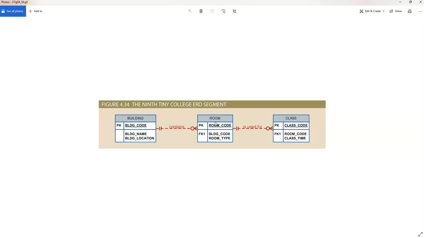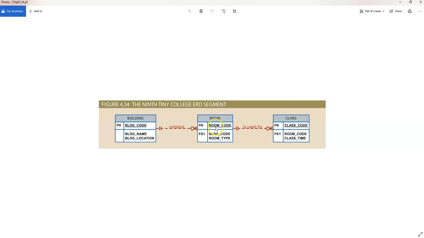A class uses precisely 1 room, and it has to use 1, and it will only be 1. It can't use 0 rooms. It has to use 1 room. That's what these 2 bars are, 1 and only 1.